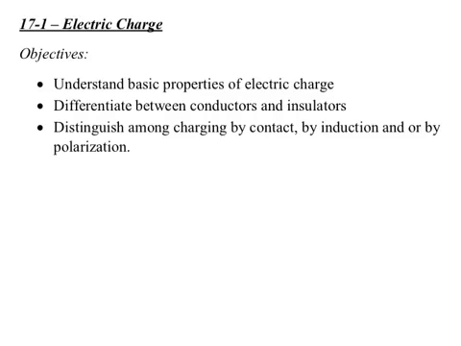Okay? So the 3 objectives are, first, we're going to take a look at the properties of electric charge and where it comes from. We're going to differentiate between 2 things. One is called a conductor, one is called an insulator. And you've heard these before, I assume. Maybe in middle school science. If not, no big deal. We're going to start from the beginning. And third, we're going to distinguish among ways of charging. Charging by contact, charging by induction, or charging by what's called polarization.